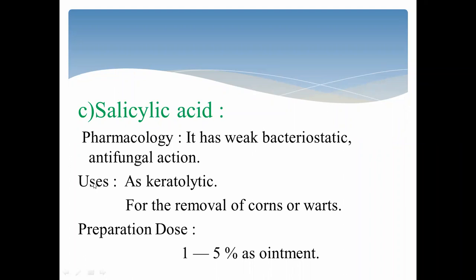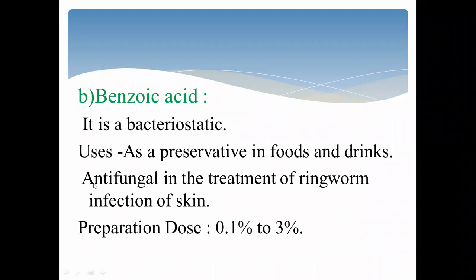The next example of an acid is benzoic acid. Its pharmacology: it acts as a bacteriostatic, meaning agents that prevent the growth of bacteria. Uses: it is used as a preservative in foods and drinks, and as an antifungal in the treatment of ringworm infection of the skin. Do you know about worms, like roundworm, tapeworm, ringworm? So benzoic acid is used as an antifungal agent for infection due to ringworm, and as a preservative.